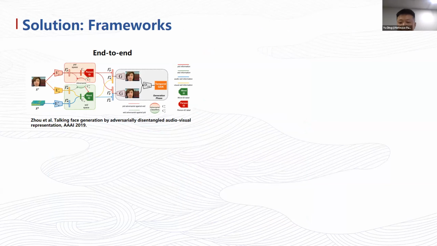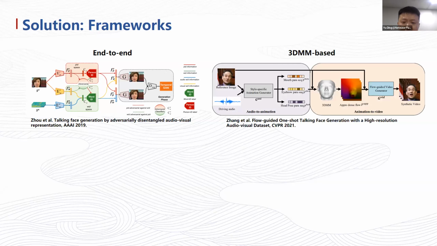When we observe the existing papers, they can be divided into 4 categories. The first category is the end-to-end framework, where a network is trained to generate video directly from speech. And the second category is the framework based on 3D facial parameters as intermediate signals, which is the idea mentioned earlier based on a 3D face model.